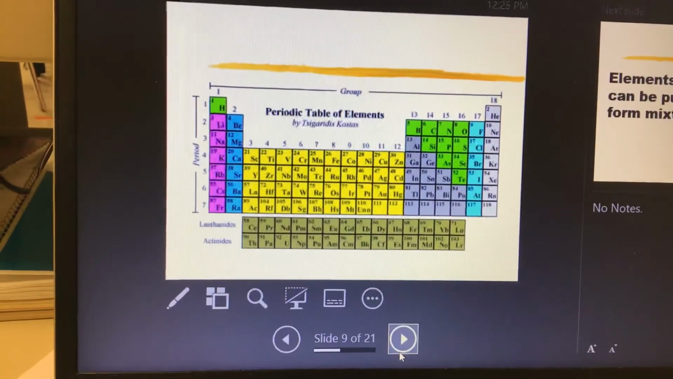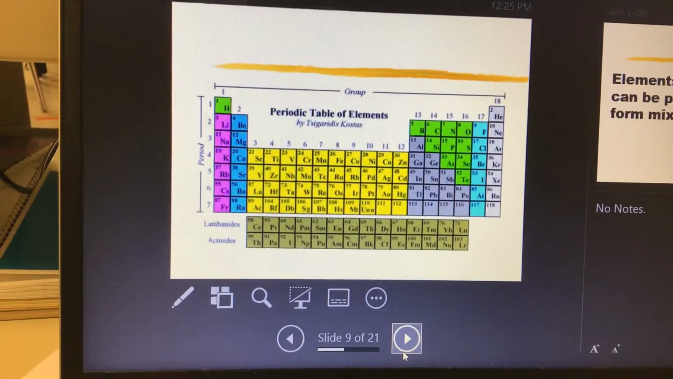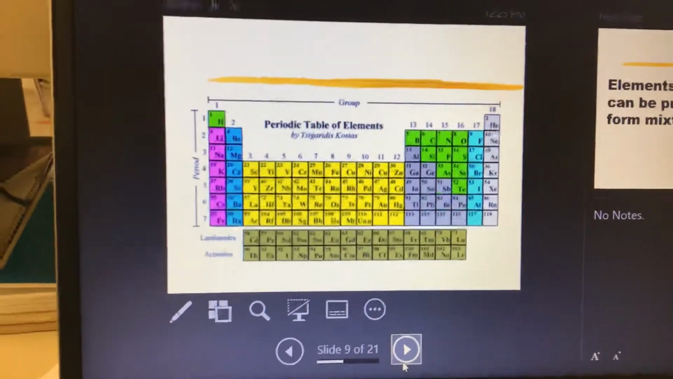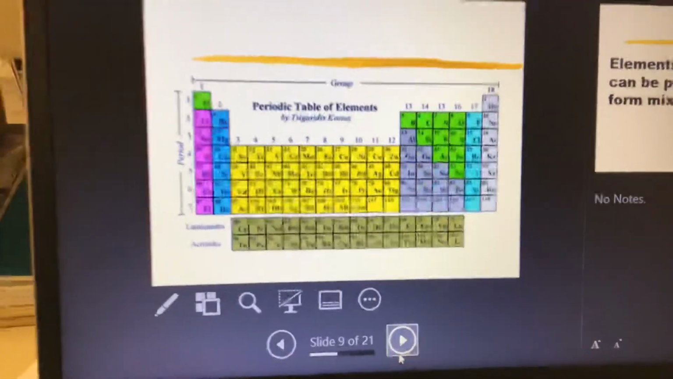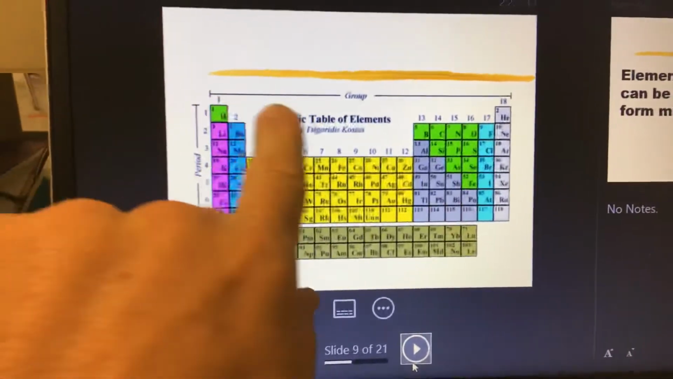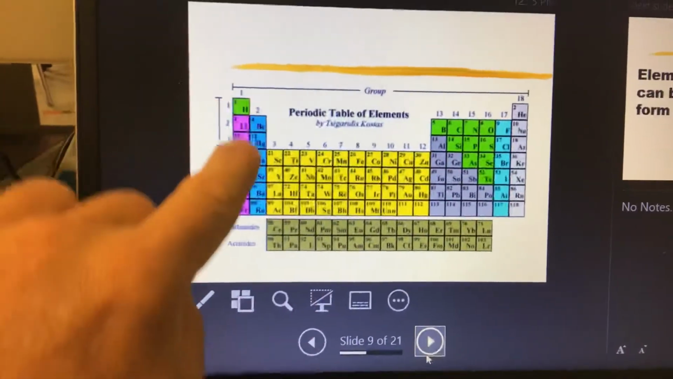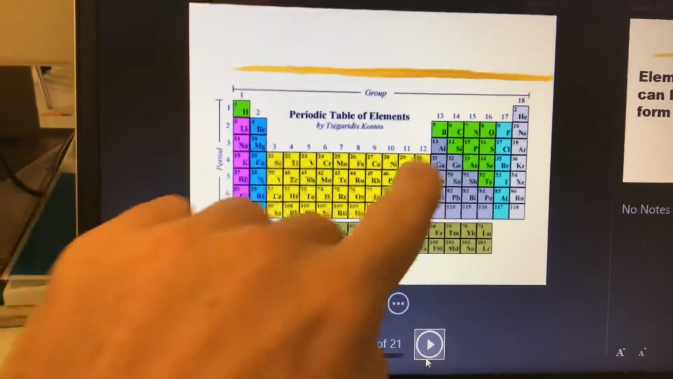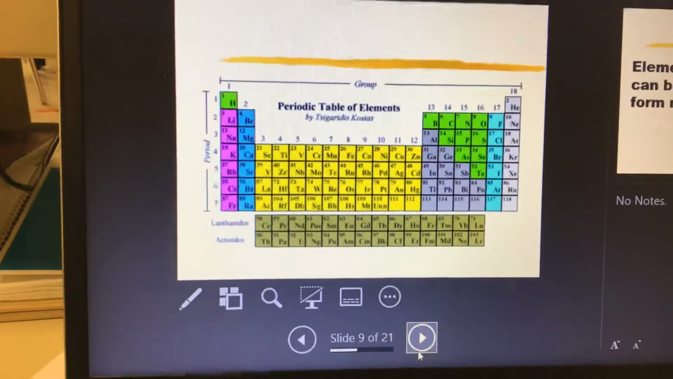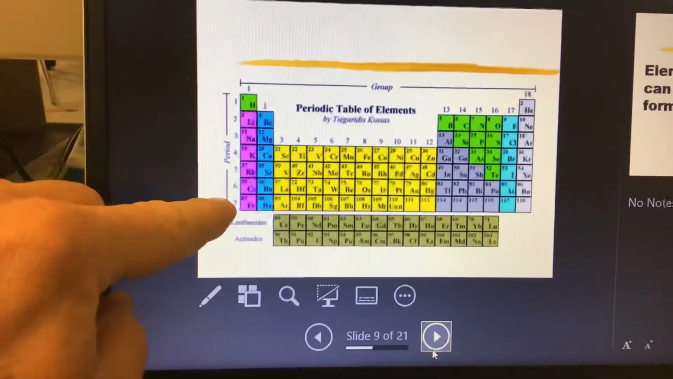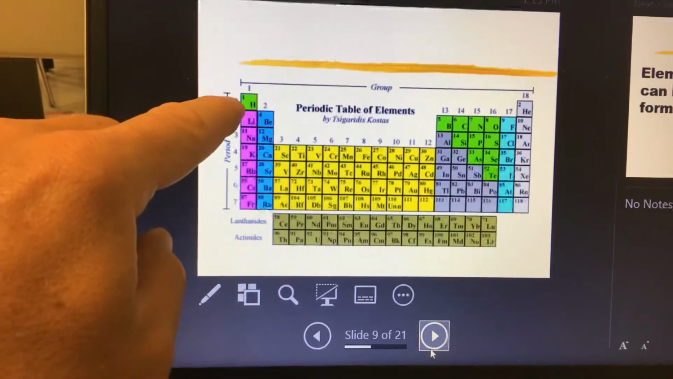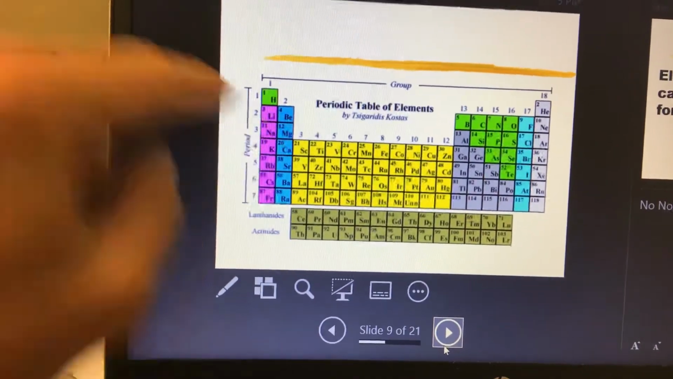Looking at the periodic table from your little research, one of the things that you guys looked up is that groups go across the top here. So this would be group 1, 2, 3, 4, all the way to 18. Periods are down the side here. So period 1, 2, 3, 4 there.